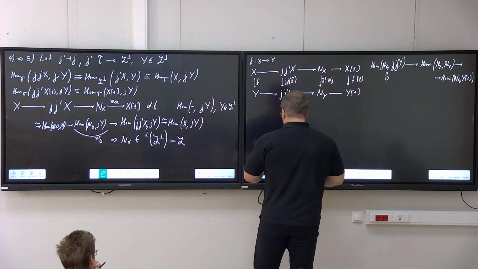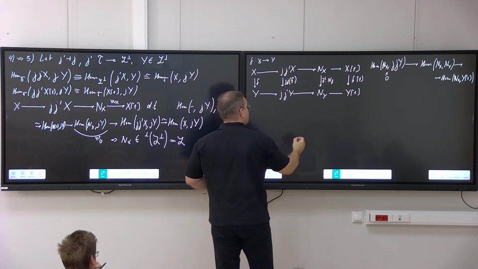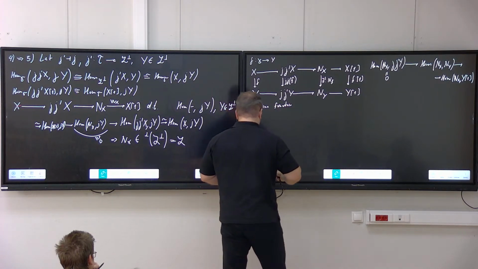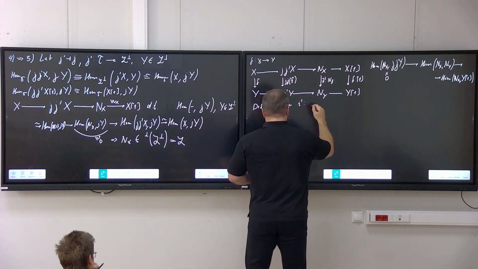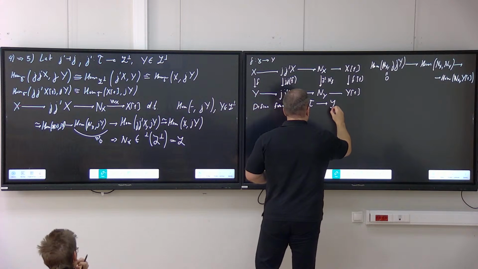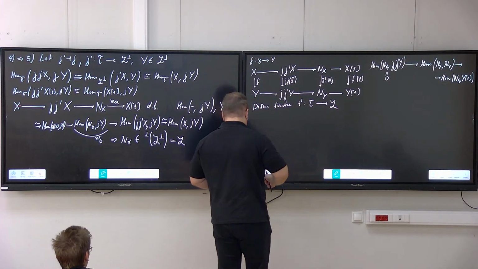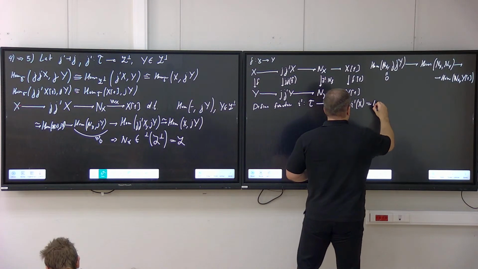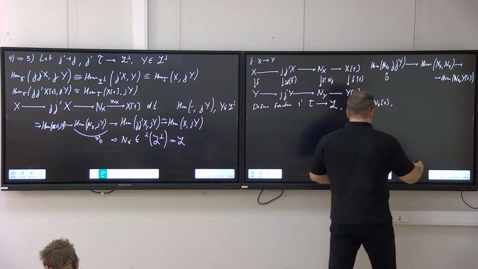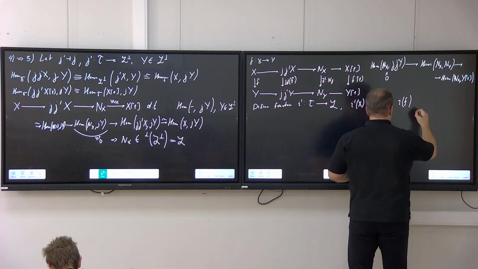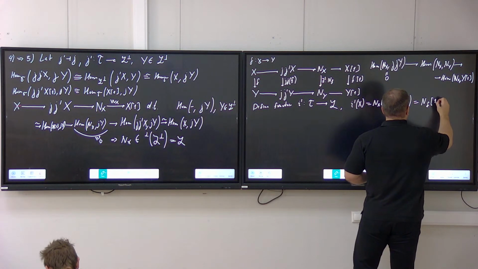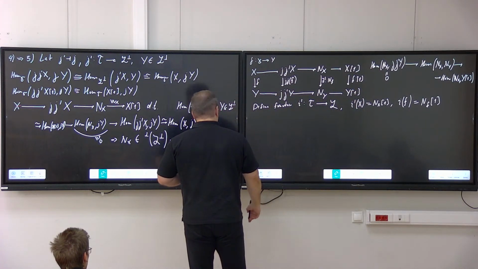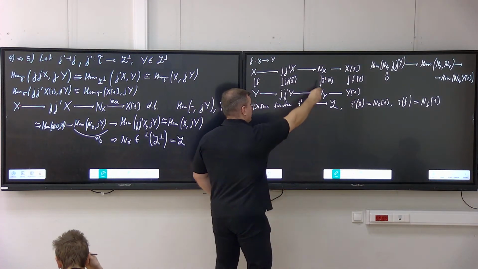So since this map is unique, I can define a functor. So we define the functor I prime. That's a functor from the triangulated category T to the subcategory L, which is the right adjoint to the embedding. So by definition, on the objects, I prime on the object X is N_X shifted by 1, and I prime on the morphism F is defined as N_F, and again with a shift by 1.